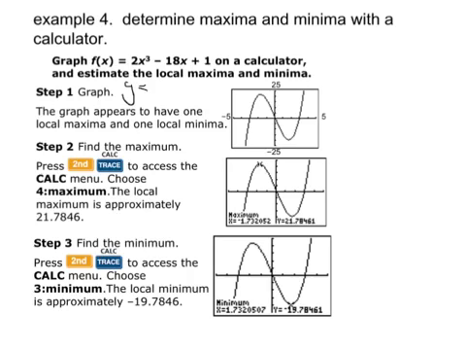Find the maximum and minimum. You're going to press second, calc, to access the calc menu. Choose maximum. The local maximum is approximately 21 point whatever. When you get that, remember it's going to ask you for the left bound, the right bound, and the guess. We've done this before, so you know how. Then we do the same thing to find the minimum. Second, calc, and minimum. It's going to ask you for a left bound, a right bound, and a guess.